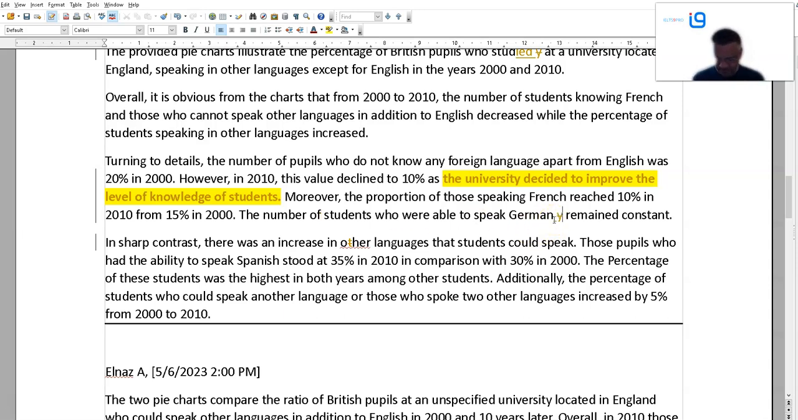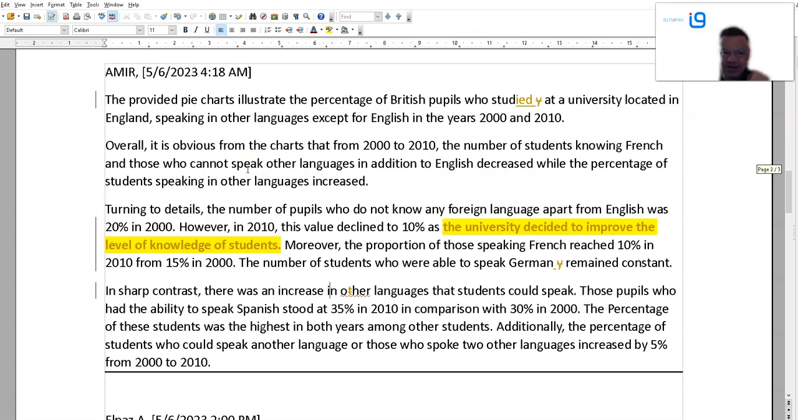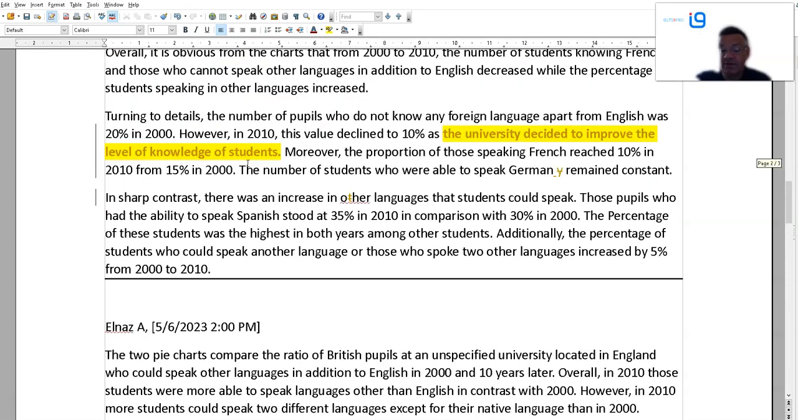So, German, remain constant. Sharp contrast, there was an increase in other languages that students could speak. So, again, why would you put the lowest first? Why would you not start with the biggest? That makes more sense, I would have thought. To speak Spanish, so that's not bad, but the organisation would certainly result in a lower score. It's not as logical as it should be or could be. But in terms of the English part, it's pretty good.